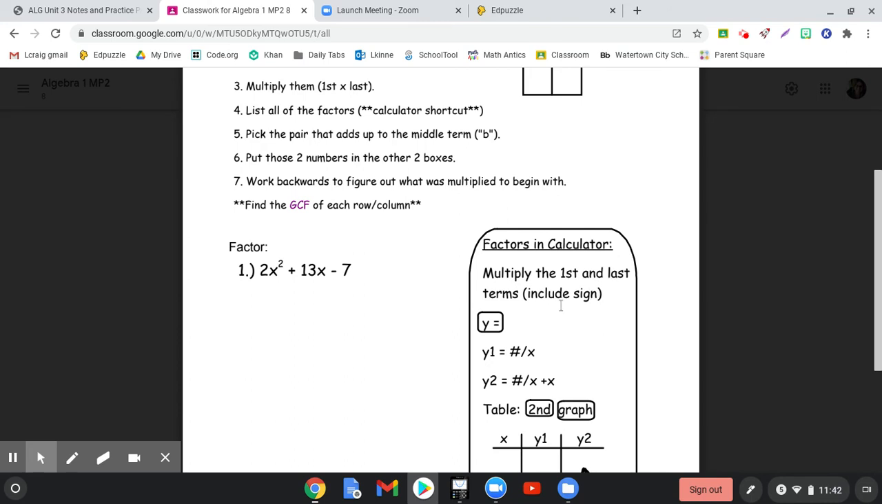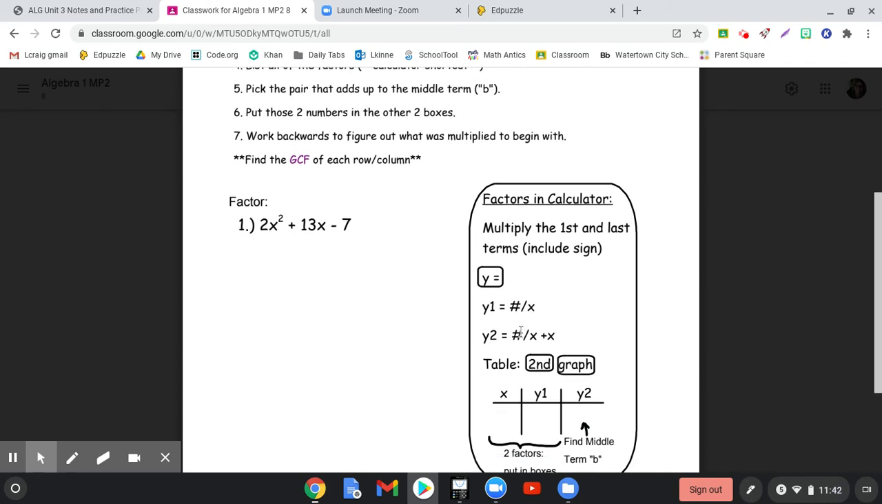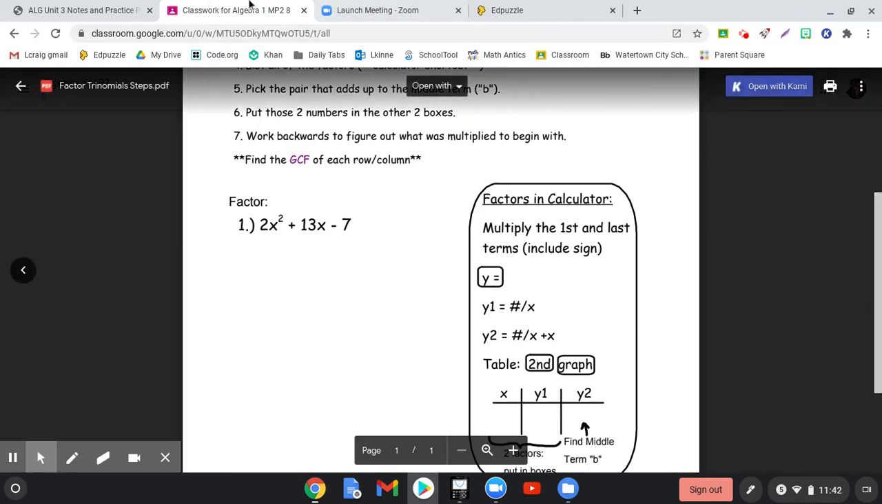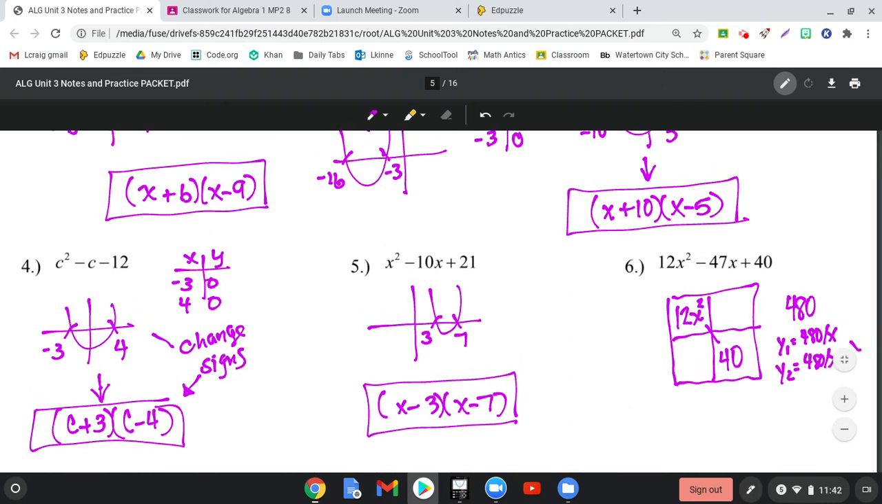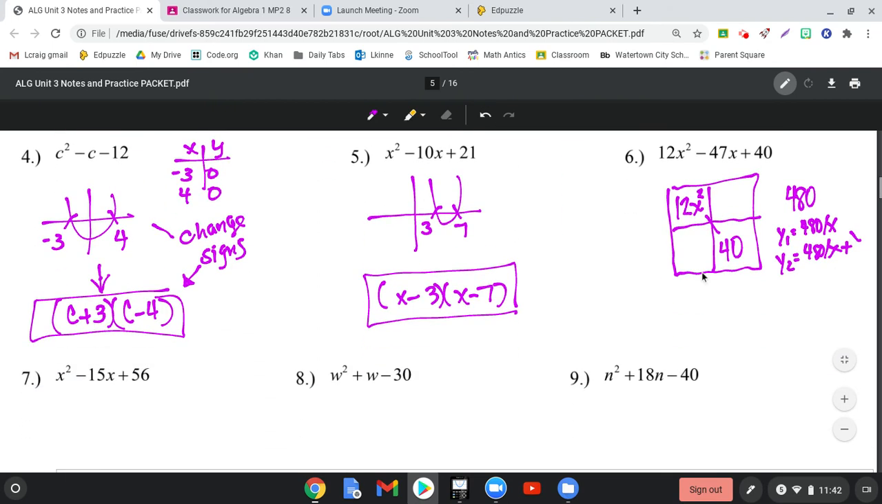We just multiplied the first and last term. So then you do the number divided by x, the number divided by x plus x, and then hit second graph and find that middle term in that third column. So again, in y1, we're going to type in 480 divided by x. In y2, we're going to type in 480 divided by x plus x. And then when we go to the table, and no, you don't have to write all this down because you might remember it. We're looking for this negative 47. All right, let's do it.